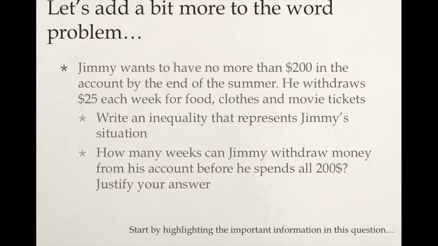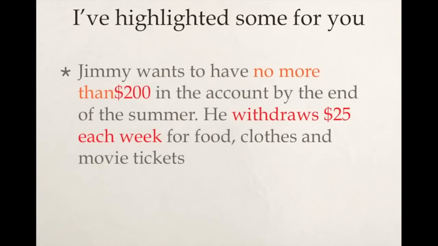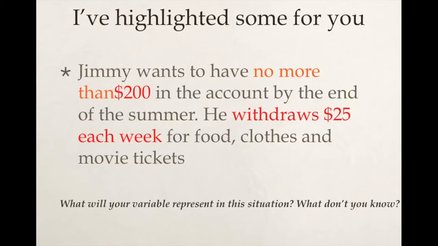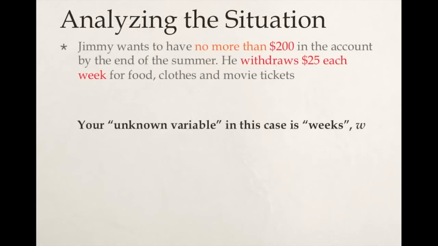First, we're going to highlight all the important information that is in this question. I've already done some for you. Jimmy wants to have no more than $200, and he withdraws $25 each week. In this case, what will your variable represent, and what do you not know? What phrase in this question makes you know that it's going to be an inequality? Your unknown variable in this case is weeks. You don't know how many weeks go by. That's what you're trying to find.